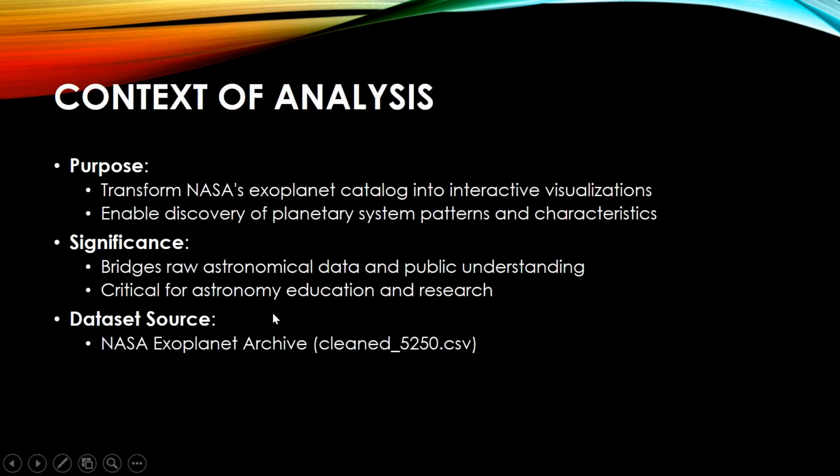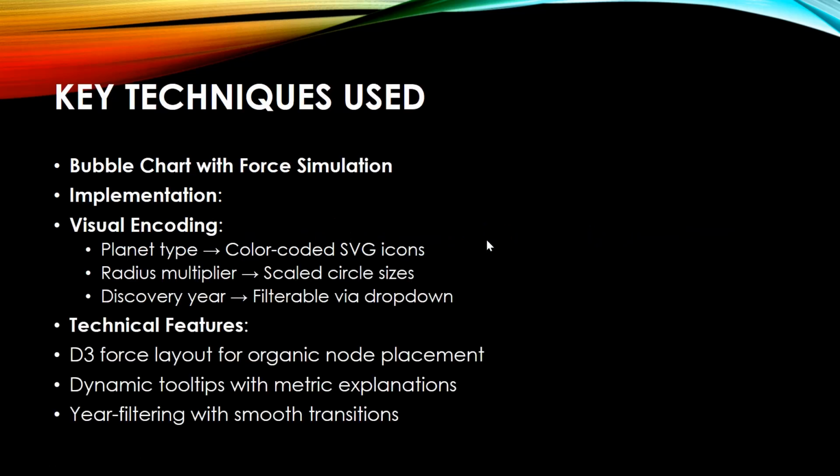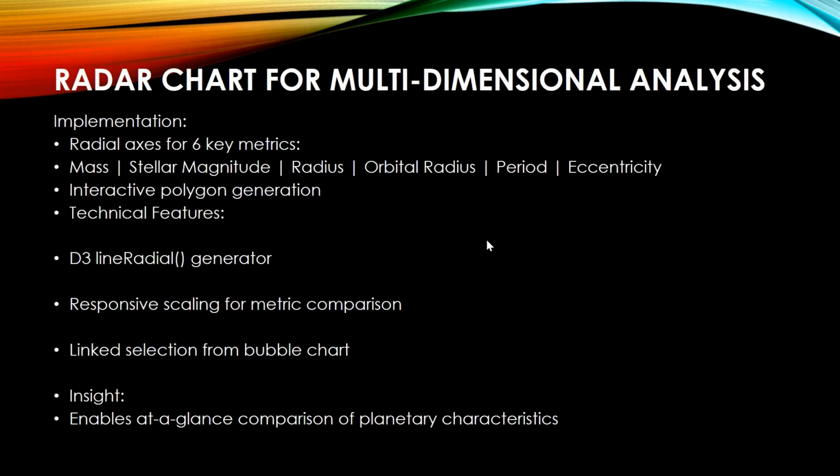So this is the data set, and these are some of the columns in the data set. The data set has over 35,287 rows of data together with 14 columns. Some of those columns include the name, distance, planet type, discovery year, mass multiplier, radius, orbital period, and detection method. And the data ranges between 2017 to 2023. So these are some of the techniques I used. Some of the visualizations I used for this were a bubble chart and the radar chart.